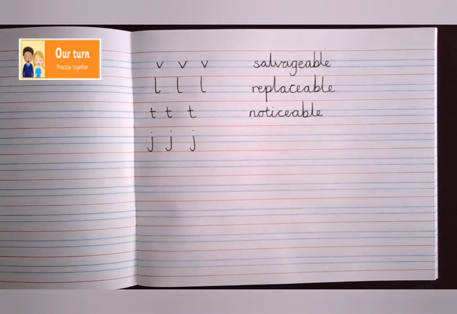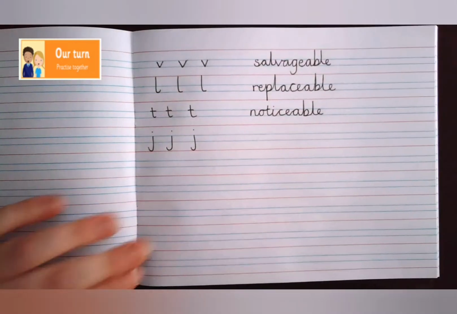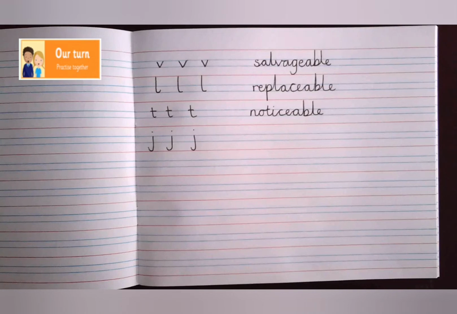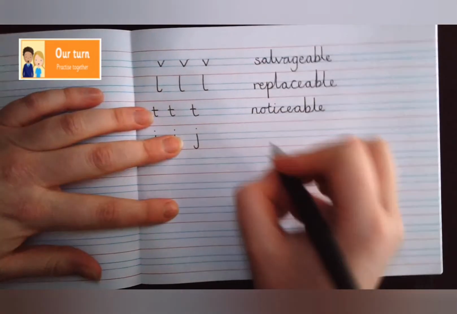Okay, the next we're going to do is adjustable using our J. Now this word, you'll notice, is not in our spelling words this week, but does it have the same ending? Is it the same rule? Let's have a look at the word first.